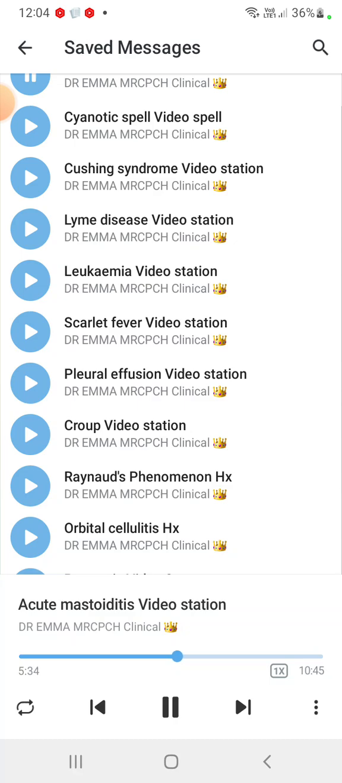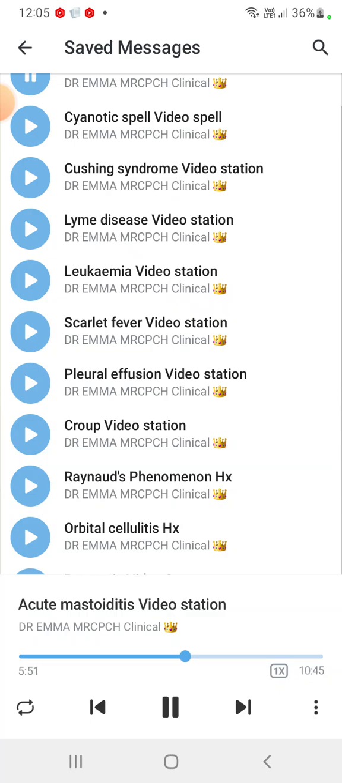Then ENT examination, a full ENT examination we are doing. We are doing hearing assessment, lymph node examination, and a full neurology examination, including cranial nerve examinations, because the CNS functions can deteriorate.